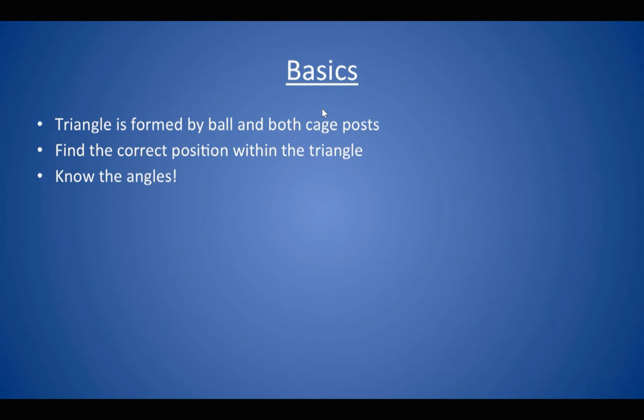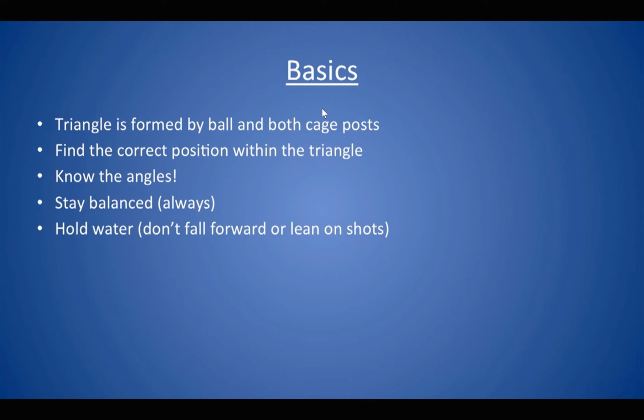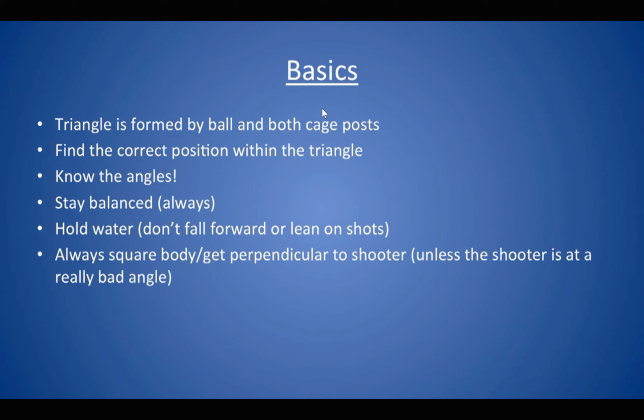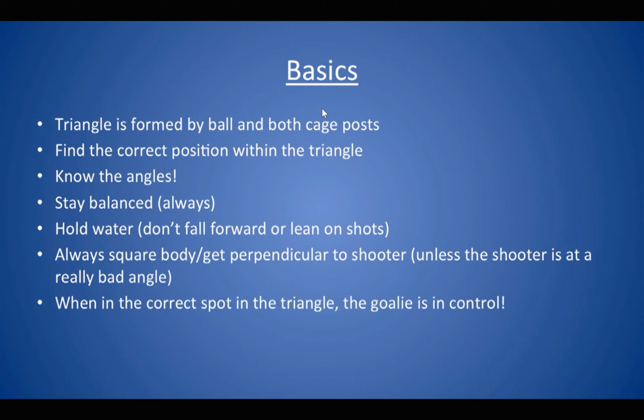We need to know our angles. We always need to be balanced in our position in the triangle. We want to hold our water and don't fall forward or lean on any of these shots. We always want to square our body and get perpendicular to the shooter. This is unless that shooter is at a really bad angle, in which case we want to turn the far shoulder back towards the goal slightly. When in the correct spot in our triangle, we are in control.